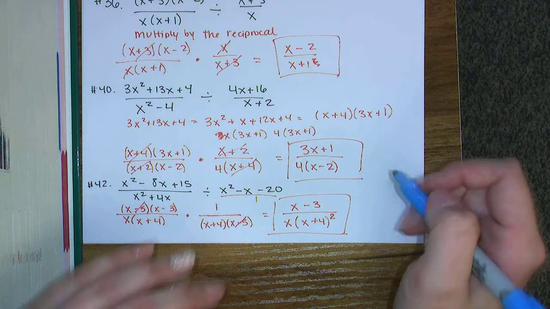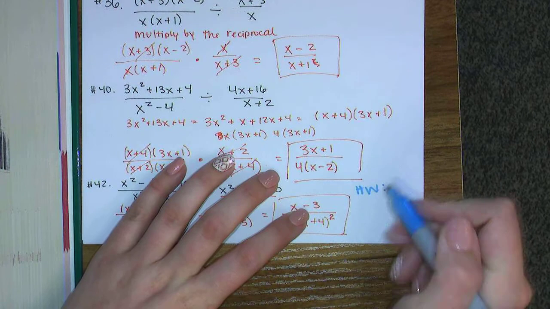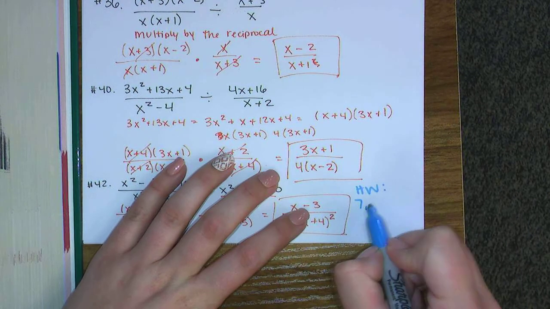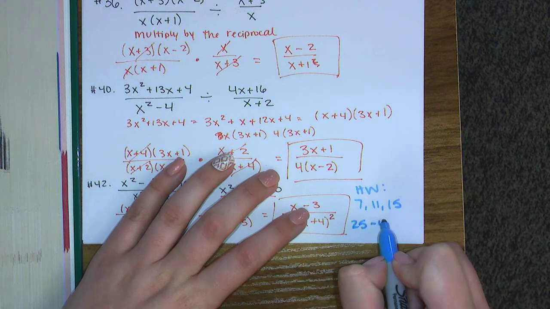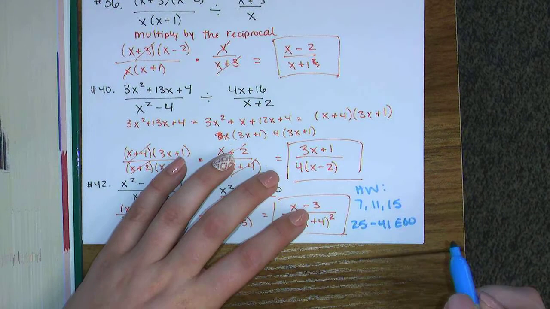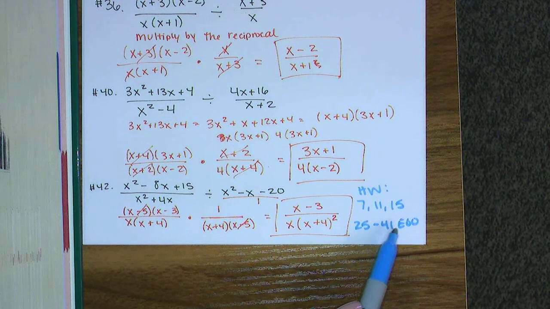So your homework is 7, 11, 15, and then 25 through 41, every other odd. And I think I counted it correctly so that you actually start with 25 and end on 41, but I'm not positive. If for some reason you end on 39, just end on 39. I think I counted them, but I also may have miscounted.